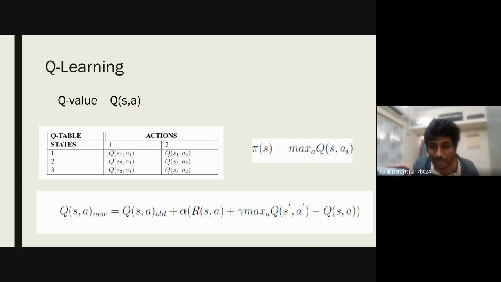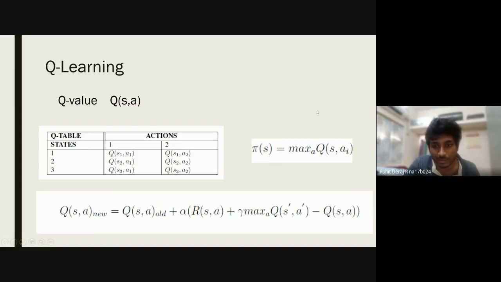So basically, what this equation says is that if your Q values are ideally converged, then your Q value should be equal to the reward that you get plus gamma times the Q value of the next state that you land in. So ideally, if your program has converged, this term should go to 0.